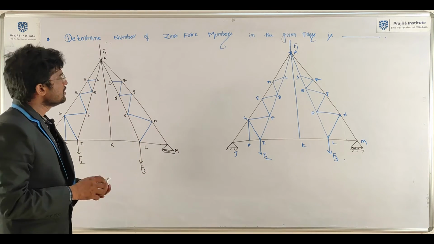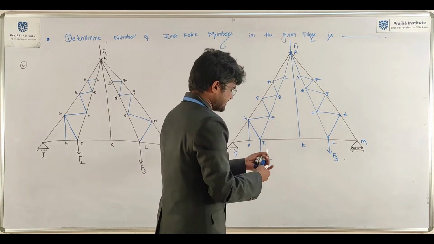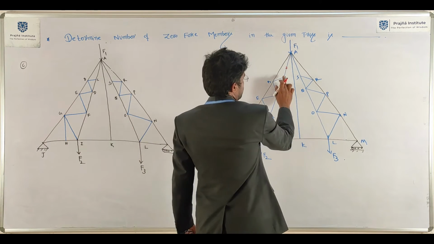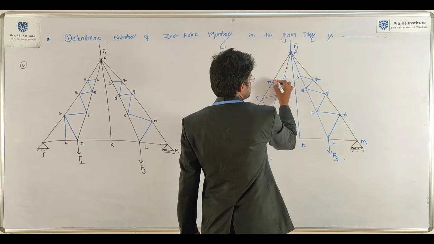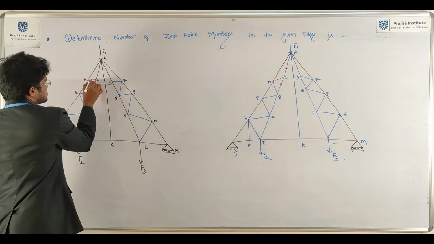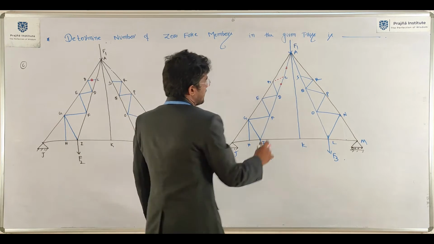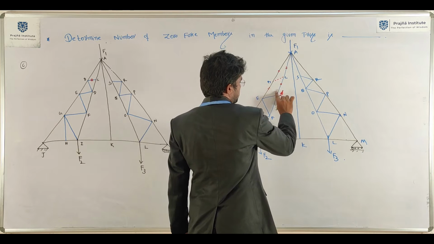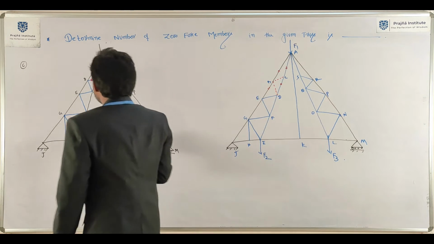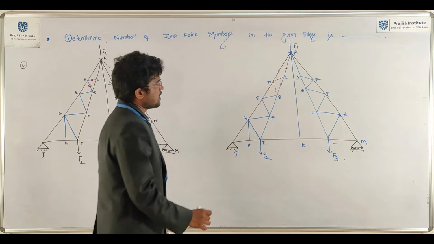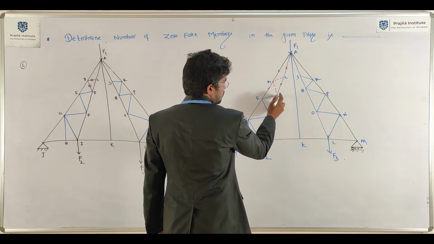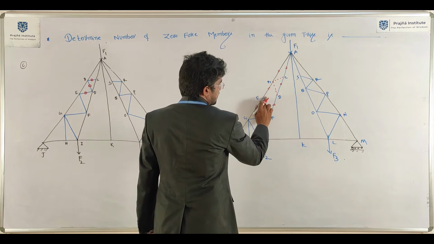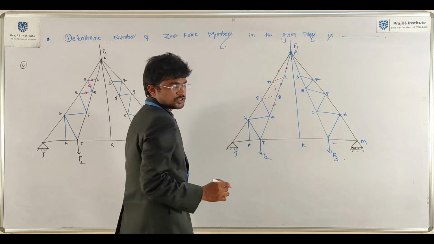Now, first the force in this particular member equals 0. These two are collinear, so the force in this member equals 0. Okay, force in BC must be 0. And these two are collinear, then the force in this member equals 0. Force in BD equals 0. And these two are collinear. Force in DE equals 0. Okay, clear? Force in this member equals 0.